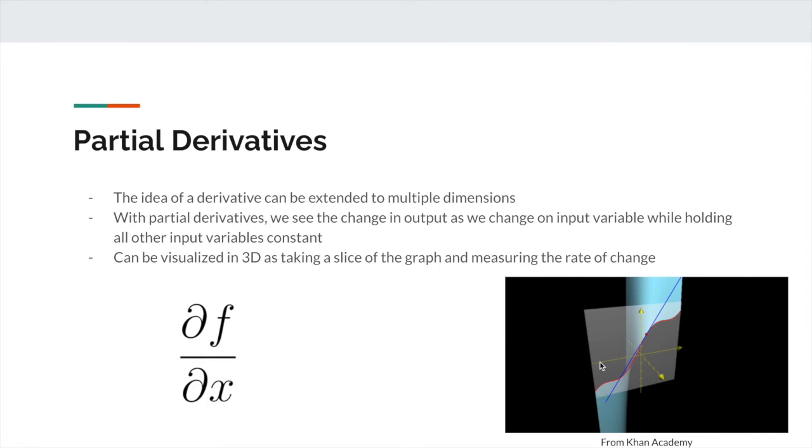And so we can think about this visually as taking a slice of our graph and then tracing the function that gets projected onto that slice, and then just calculating the single derivative there. Mathematically, this amounts to holding all the other variables constant while modifying this variable a little bit, and then seeing the corresponding change in the output. And so partial derivatives basically tell us how the output of some multivariable function is changing with respect to a single variable.